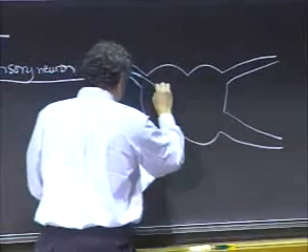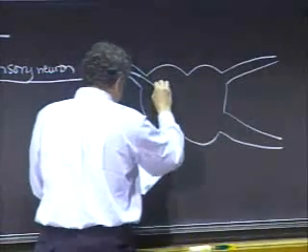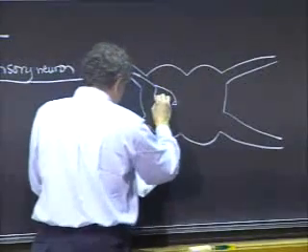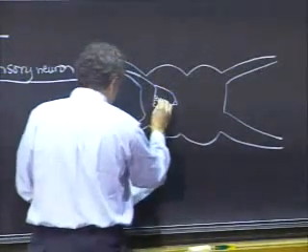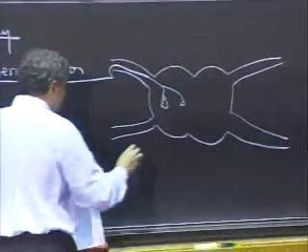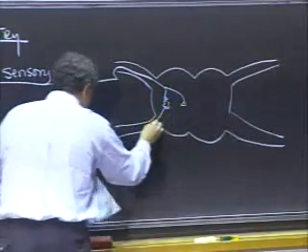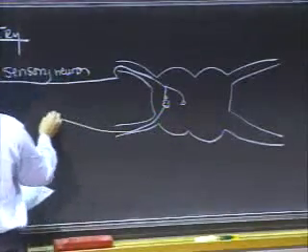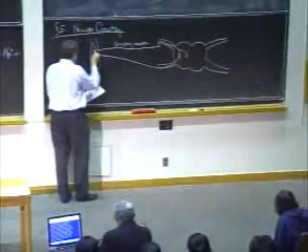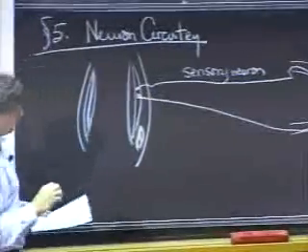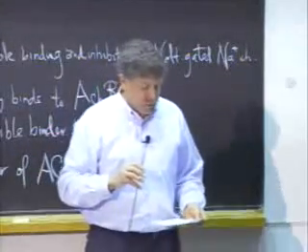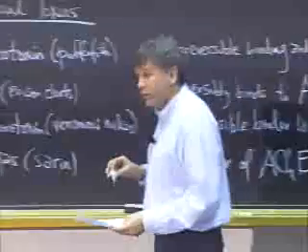And what it does is that sensory neuron makes a synapse, and actually another synapse. And it makes a synapse on a motor neuron. The motor neuron comes back and synapses on that very muscle. It is the simplest possible circuit.